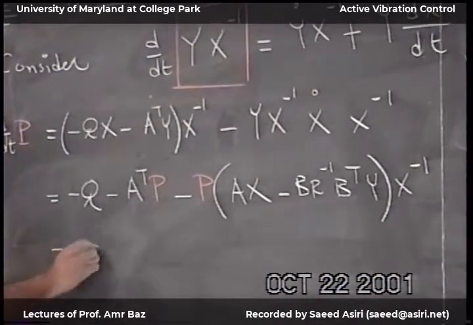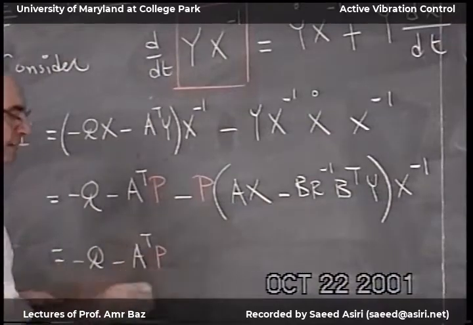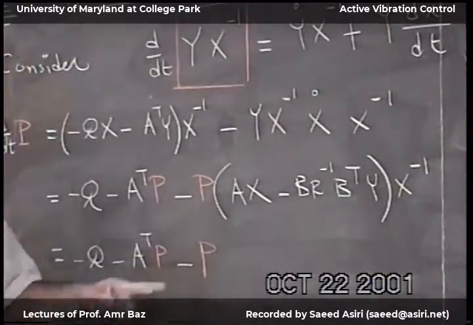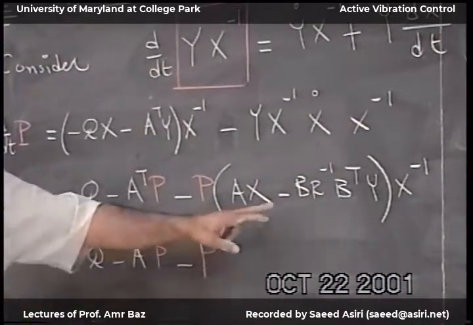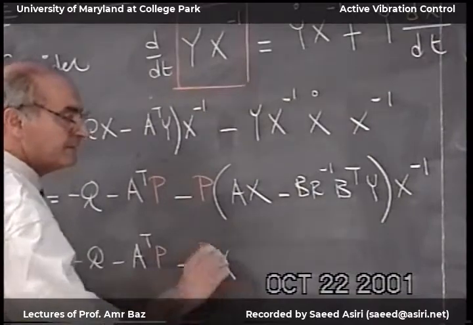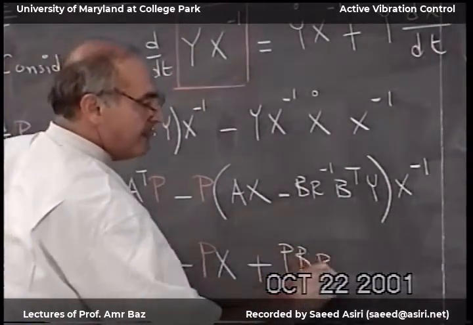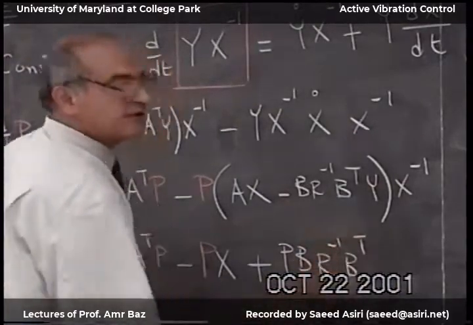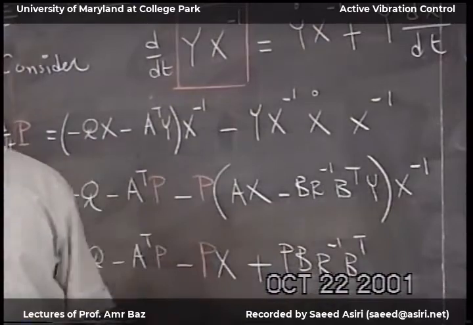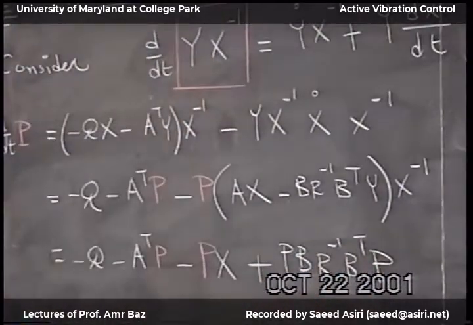Now we go here, this will be minus q minus A transpose P minus P, and then I have A here times x inverse, so the two become identity matrix, and I have x here, minus and minus becomes a plus. I have P, B, R inverse, B transpose, and then the last term is y x inverse, which I combine to be P.